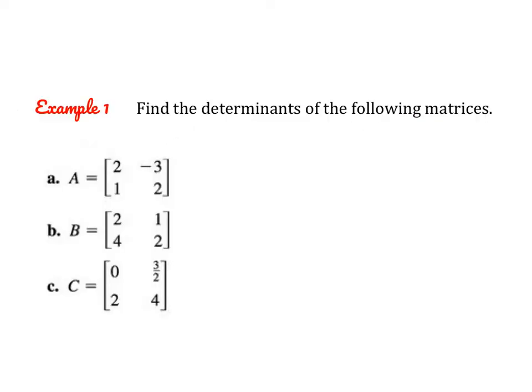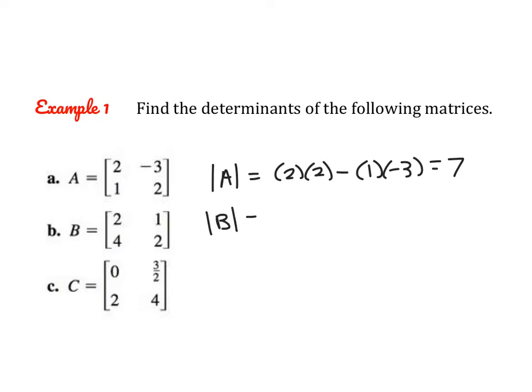Okay, let's give a few of these a try. So for matrix A, the determinant of A, remember we just multiply across, so 2 times 2, and then we subtract the product of 1 and negative 3. So that's essentially 4 plus 3, so it's just 7. And that's all there is to it.